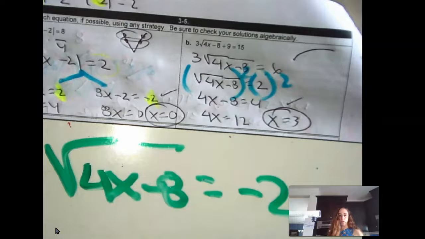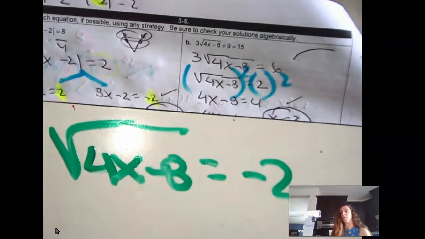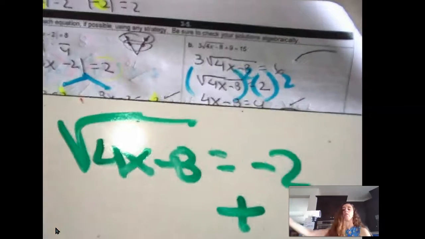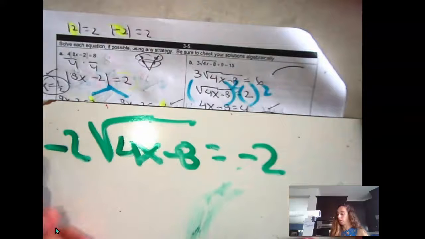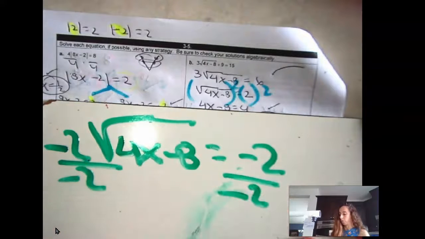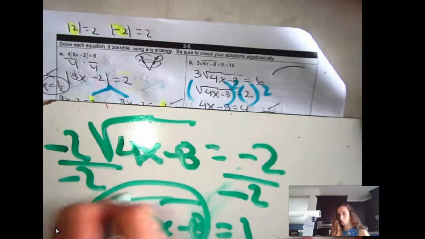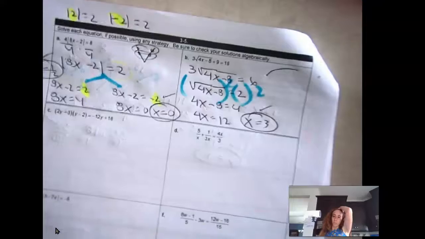That was on your quiz a week or 2 ago. Because the square root of anything can never be a negative number. The square root of everything is always positive. But remember, if I have a negative 2 on the outside, doesn't mean it's no solution. I could divide by negative 2, and then the square root of 4x minus 8 equals 1. I can take the square root of things and have them be positive. Careful of that.